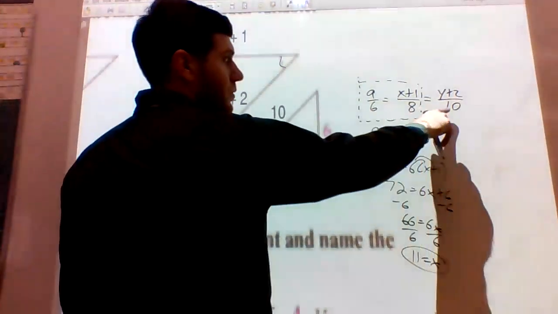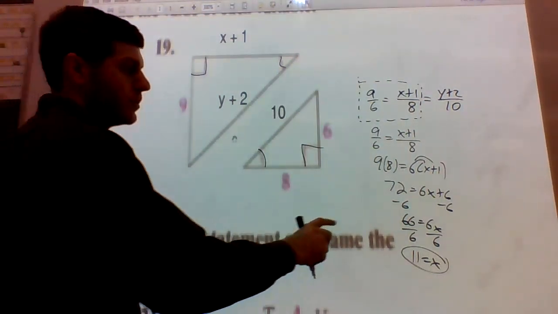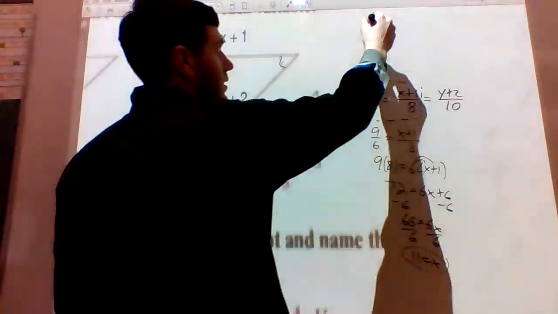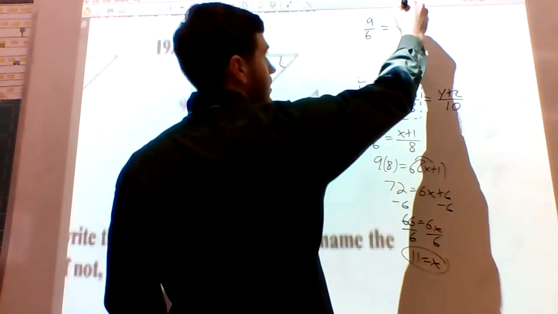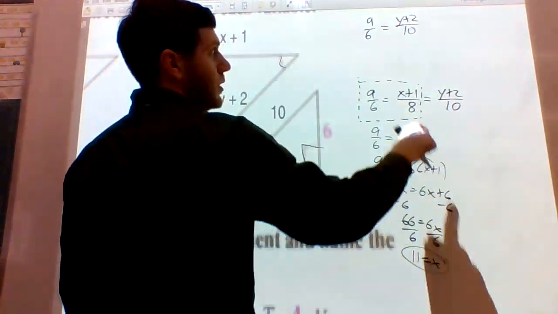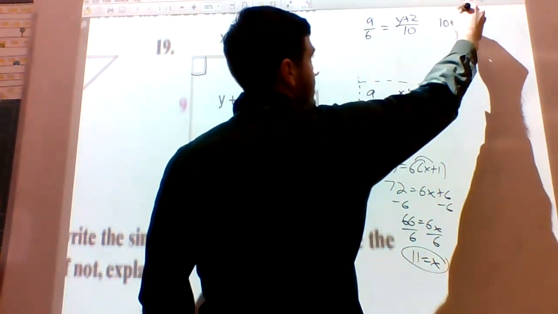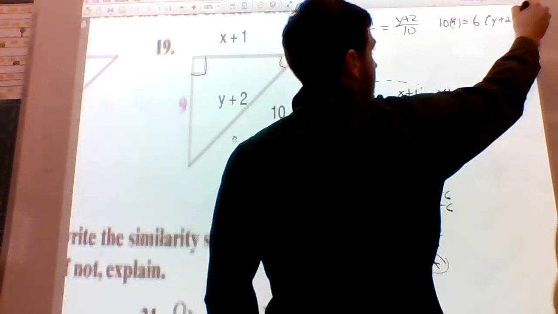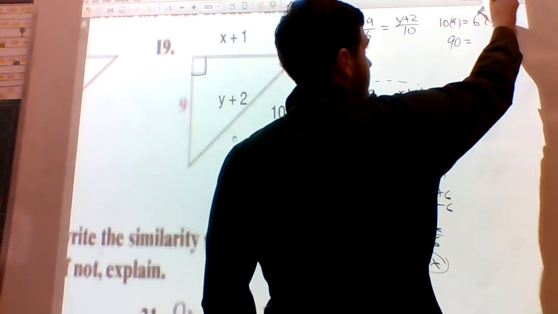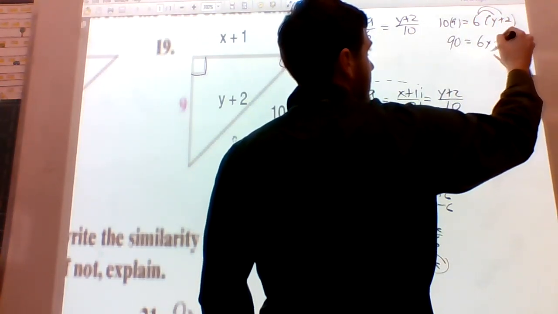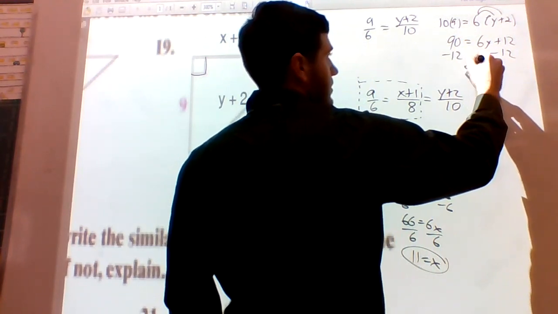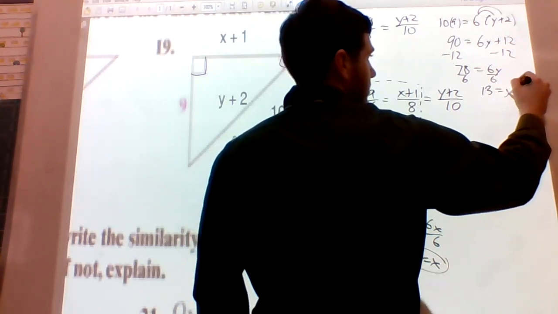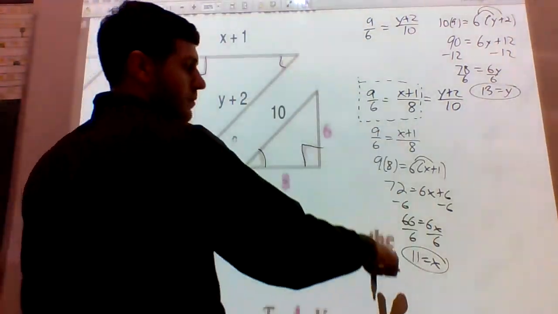To find y, we can pick any two ratios we want. We can either substitute 11 back in and set that equal to y plus 2 over 10, or we can just use 9 over 6 again. So 9 over 6 equals y plus 2 over 10. Cross multiply, so we get 10 times 9, and 6 times y plus 2. That's 90, and distribute, so we get 6y plus 12. Subtract 12 from both sides. 78 is 6y, divided by 6, y equals 13.